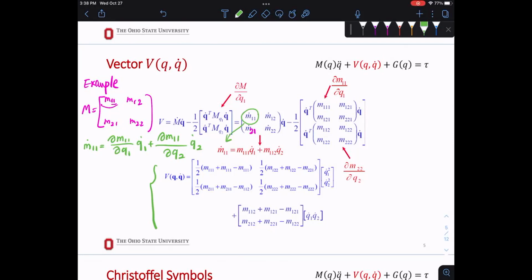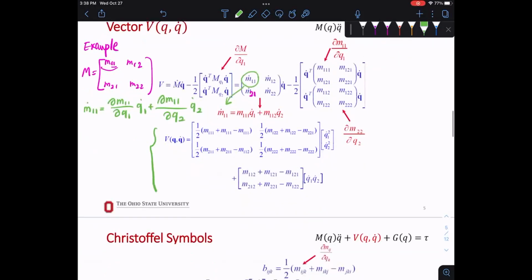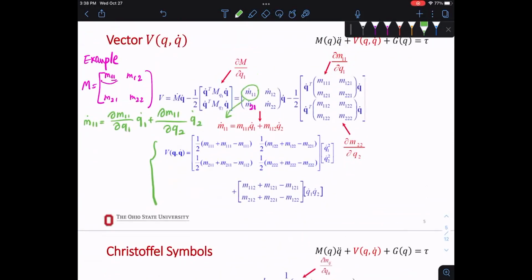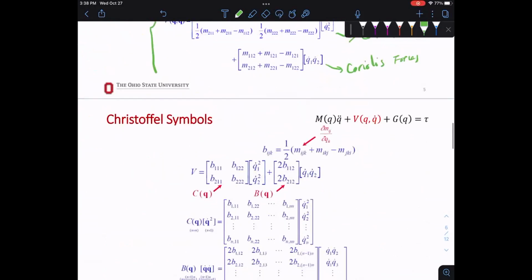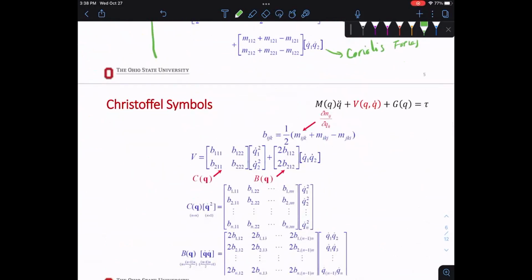So we are purposely going that way because it's easier to separate them, and then there is a relationship to just follow to develop these. So you're right. This one is our centripetal. This is Coriolis forces. Now rearranging, we're gonna call that B111, B221. This matrix is called the C matrix. This one we're gonna call the B matrix.